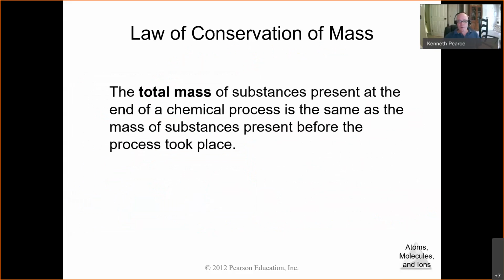Now, the law of conservation of mass says the total mass that you start out with in the reaction is also going to be the same amount of mass at the very end. Another way of saying this is that in a chemical reaction, you're just moving stuff around. And the law of conservation of mass is the basis for balancing equations too. If you ever wondered why in the world we have to have balanced equations, which means the same number and type of atoms on both sides, well, this is because of the law of conservation of mass.